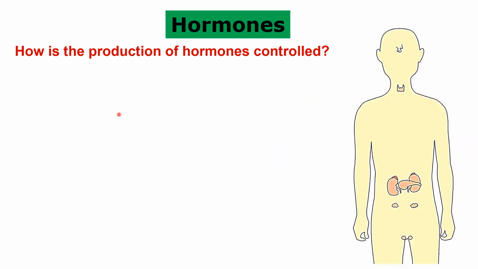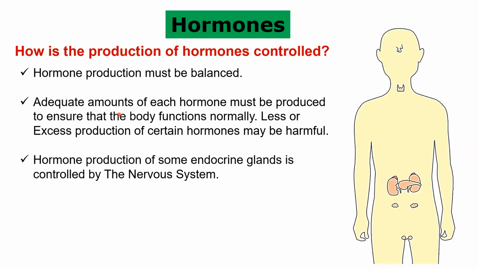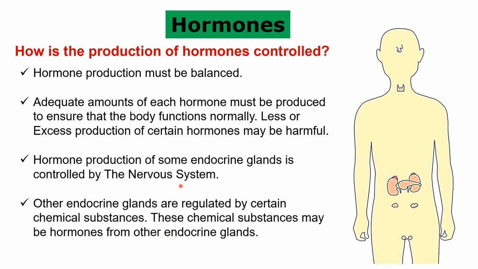Coming towards how the production of hormones is controlled, and why it should be controlled. Hormone production requires a balance, because overproduction or underproduction both have effects on the body which are definitely not positive. The right amount of hormone should be produced by the endocrine gland, and production is usually controlled by the nervous system. But some endocrine glands also control the production of other endocrine gland secretions.